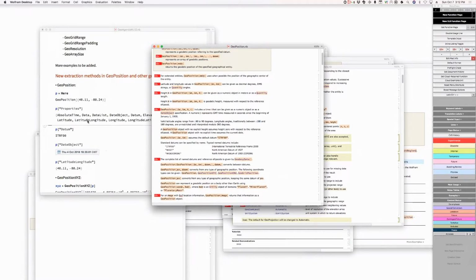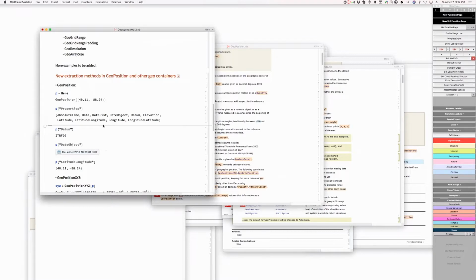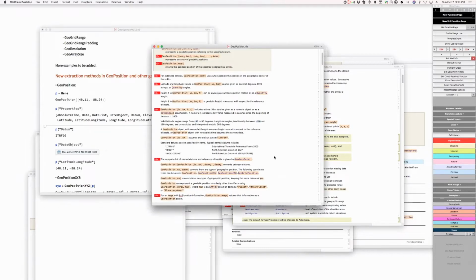Well, what's it going to do if there are multiple things in the geoposition here? What do you mean, multiple? If the geoposition has many data objects, there are many points. I see. Yes, it returns an array, so it returns one for each one. Okay.